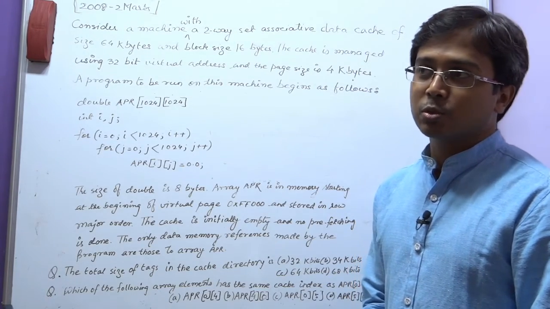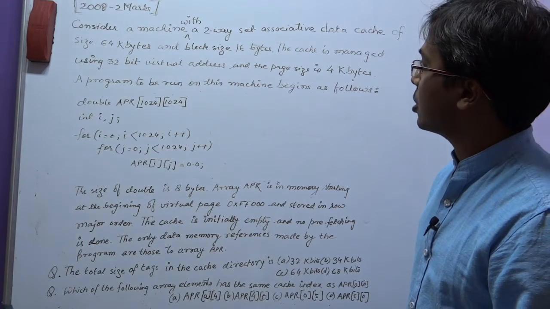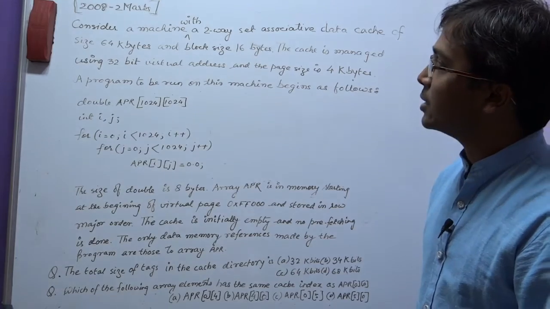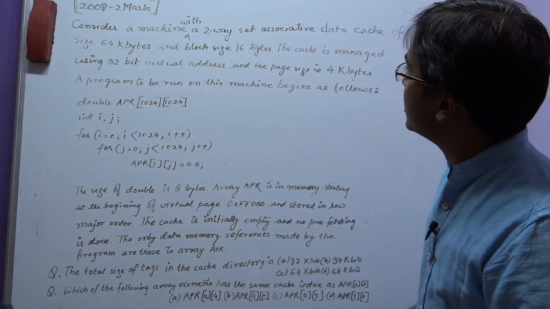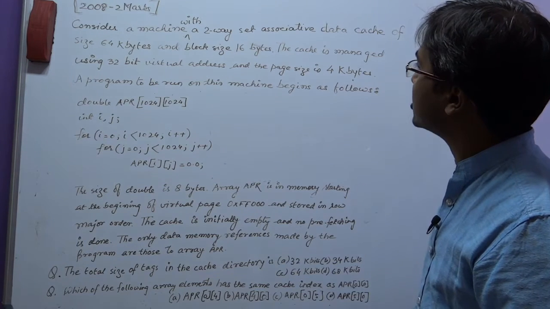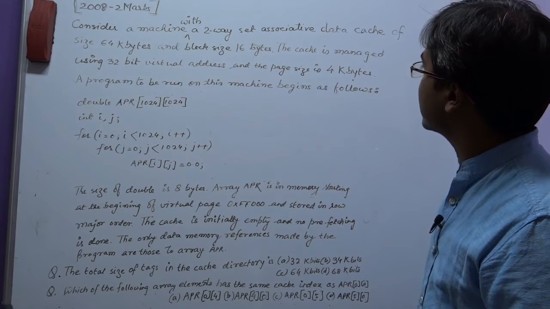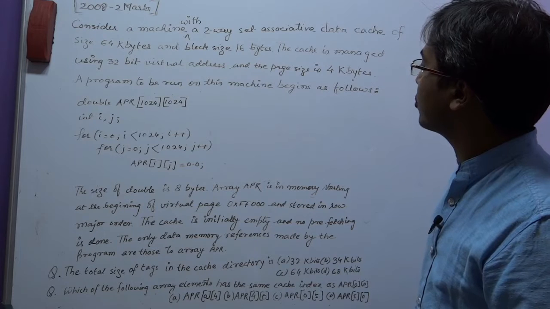Today we are going to look at a question in computer organization from the topic cache and main memory. It was asked in the year 2008 for 2 marks. The question is: consider a machine with a two-way set associative data cache of size 64 kilobytes and block size 16 bytes. The cache is managed using a 32-bit virtual address and the page size is 4 kilobytes.